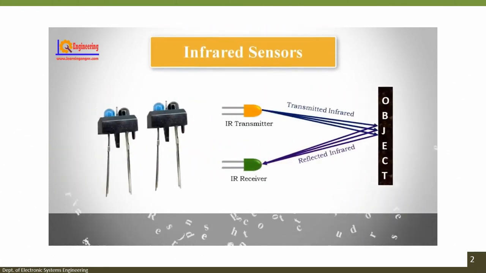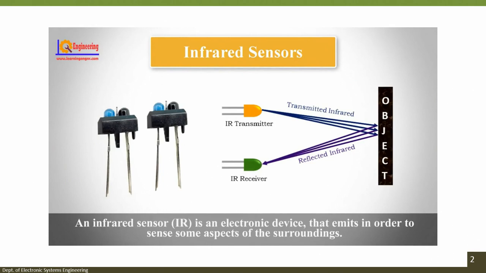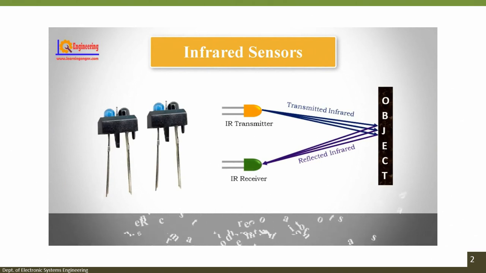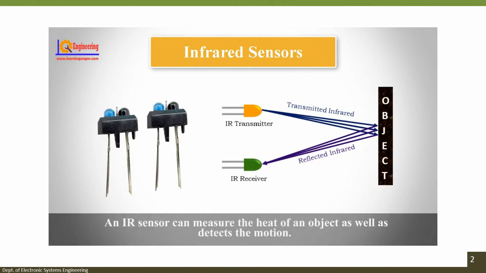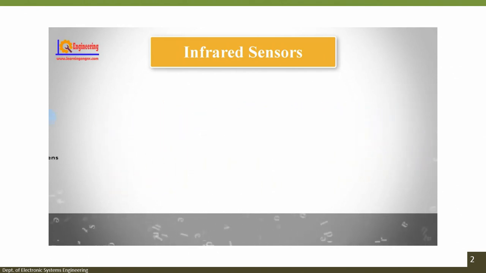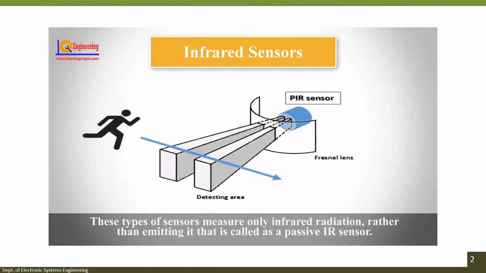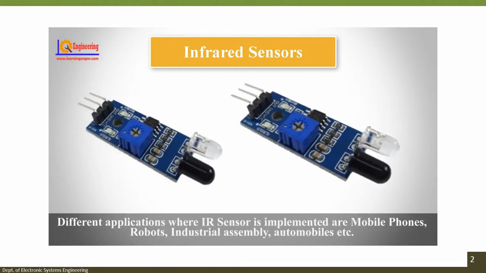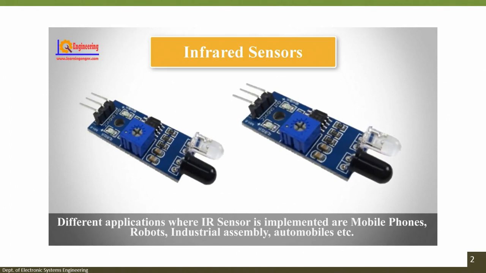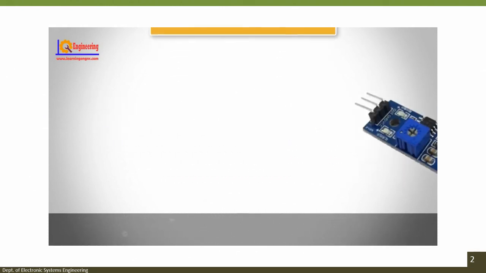IR sensor. An infrared sensor, IR, is an electronic device that emits infrared radiation in order to sense some aspects of the surroundings. An IR sensor can measure the heat of an object as well as detect motion. Sensors that only measure infrared radiation, rather than emitting it, are called passive IR sensors. Applications where IR sensors are implemented are mobile phones, robots, industrial assembly, automobiles, etc.